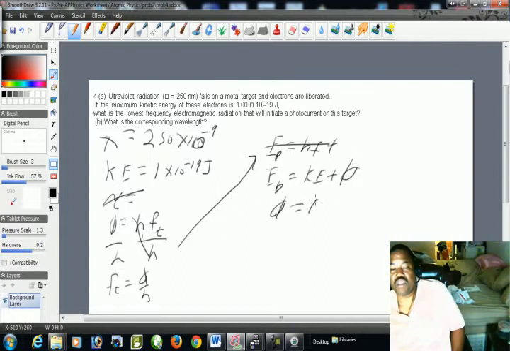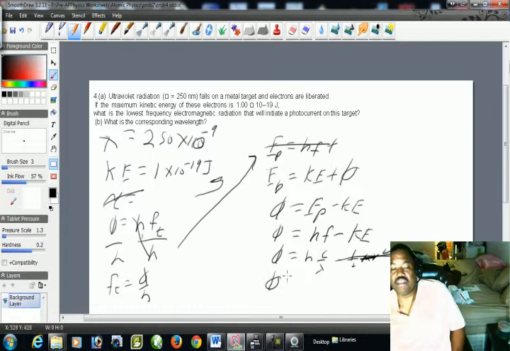So that work function is E photon minus KE. That work function turns out to be hf minus KE, which means phi turns out to be hc over lambda minus 1/2 mv squared. But if you notice, we don't need this since they gave the kinetic energy to me already here. This guy here is in joules, so we just keep rocking and rolling.